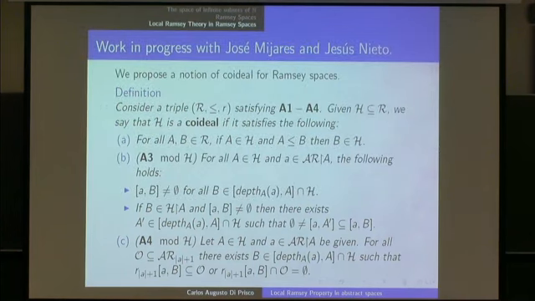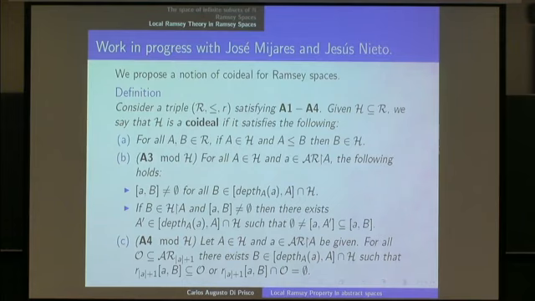The last part of my talk refers to work in progress with Jose Mijares and Jesus Nieto. Actually, Mijares is now at Denver University, and Nieto is in Caracas, Venezuela. We propose a notion of coideal for Ramsey spaces.